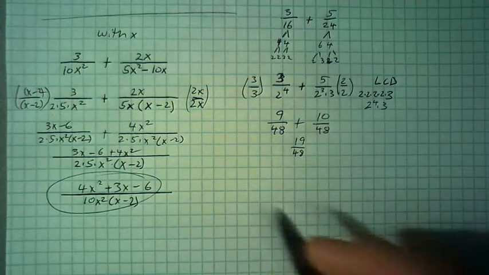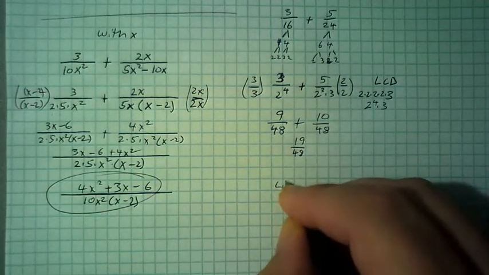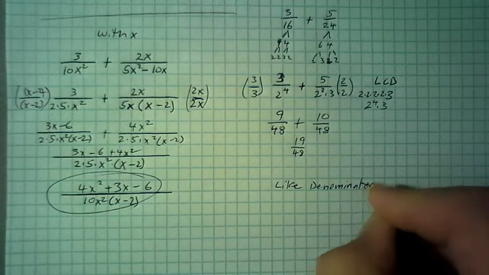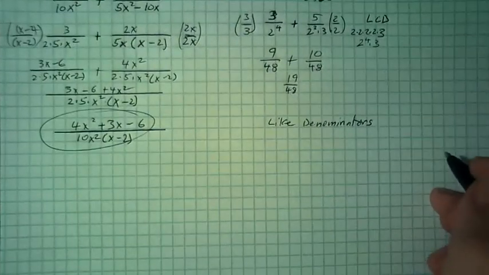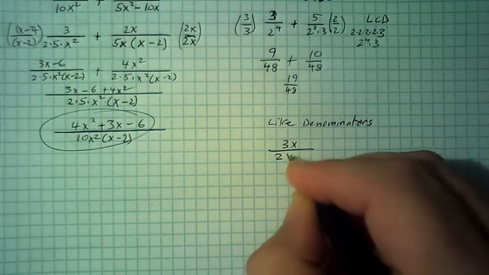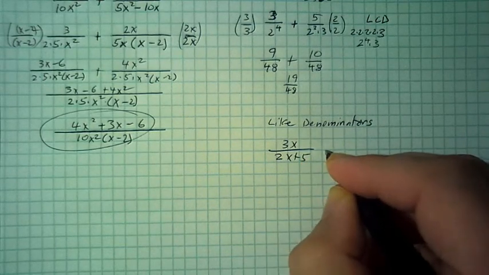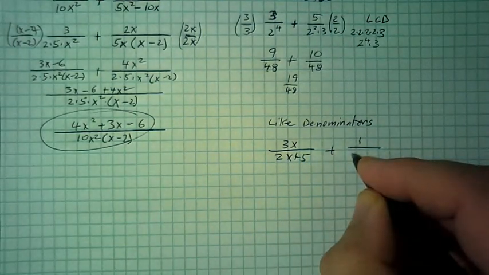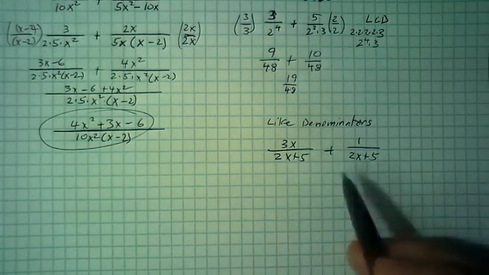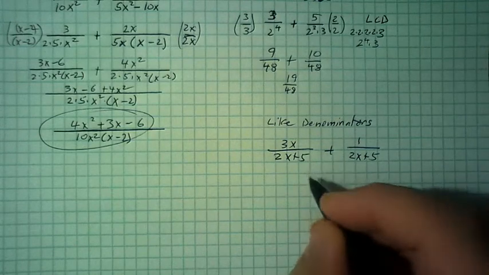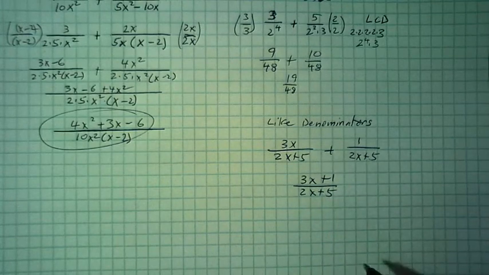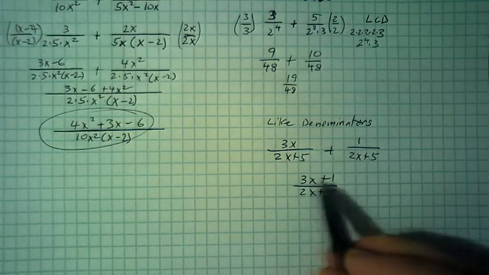I'm going to start with an adding example with like denominators, although that may be a little simple given that we just did a whole problem with unlike denominators. But don't forget, if your bottoms are already the same, you can just add the tops. If your, I should say, denominators are the same, are like, you can add the numerators. So 3x over 2x plus 5 plus 1 over 2x plus 5 is just 3x plus 1 over 2x plus 5.